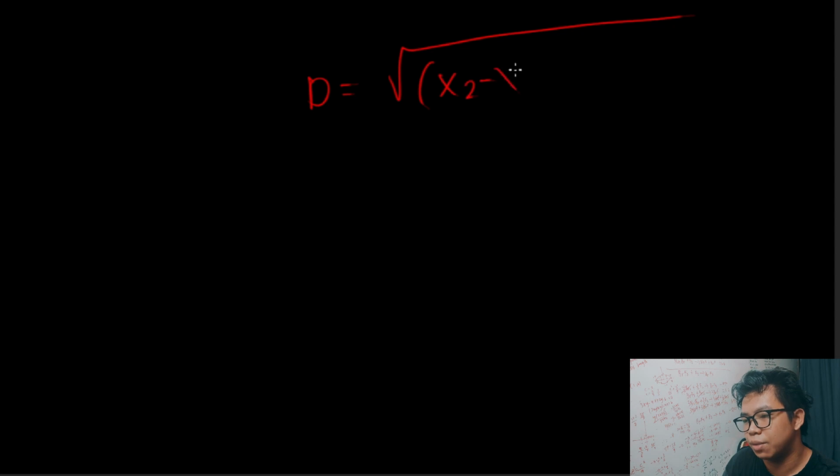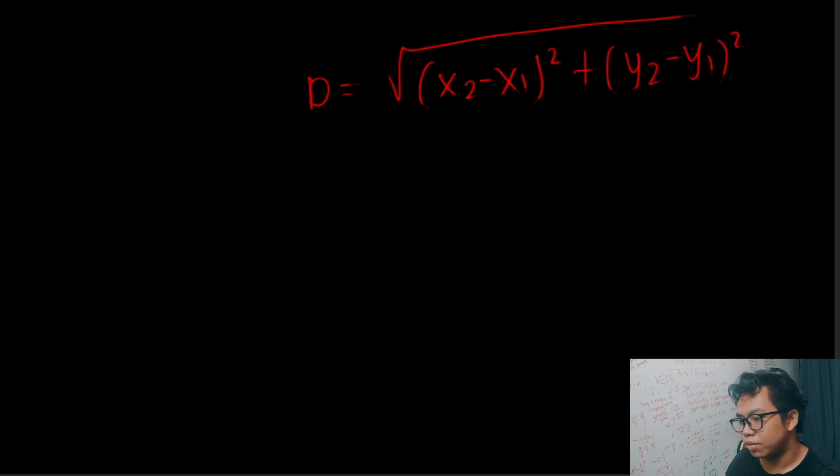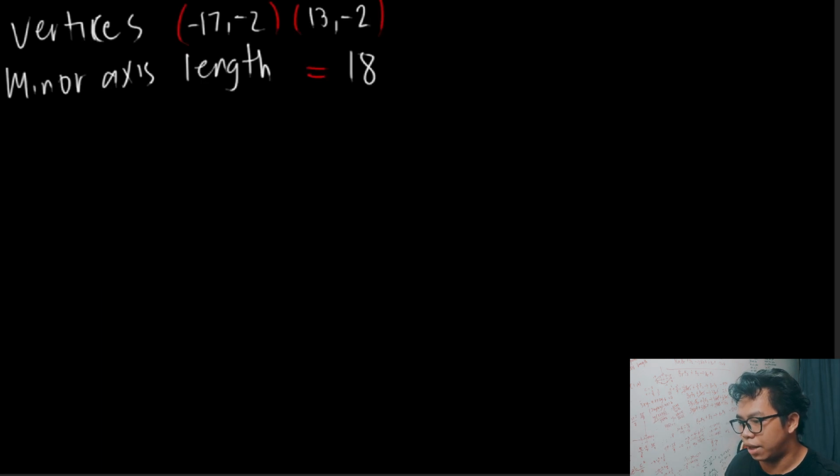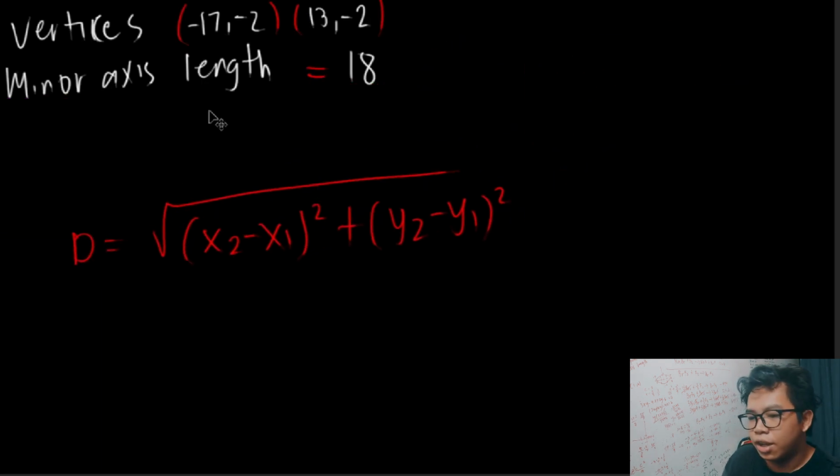Madali lang naman yan. Distance is equal to square root ng (x sub 2 minus x sub 1) squared plus (y sub 2 minus y sub 1) squared. Gamitin natin yung distance formula sa given. Ang x sub 1 ay -17, ang x sub 2 ay 13. 13 minus -17, dahil dalawang minus, magiging plus. And y sub 2 is -2, minus y sub 1, -2, so magiging plus 2.